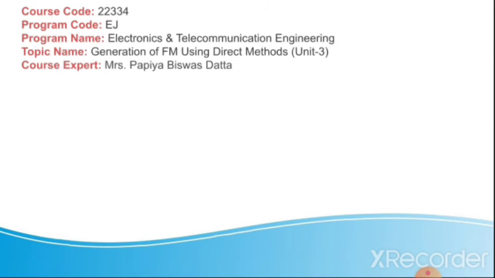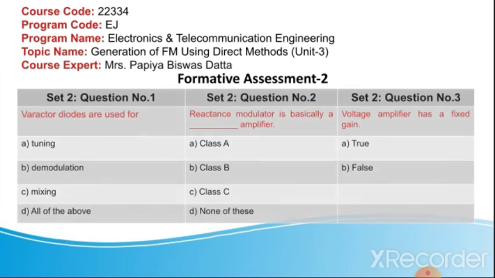Now let's just take a minute and try to answer these questions. Varactor diodes are used for what? Reactance modulator is basically which type of amplifier? And a voltage amplifier has a fixed gain, whether it is true or false.